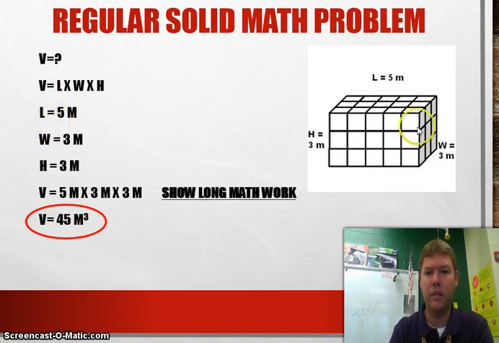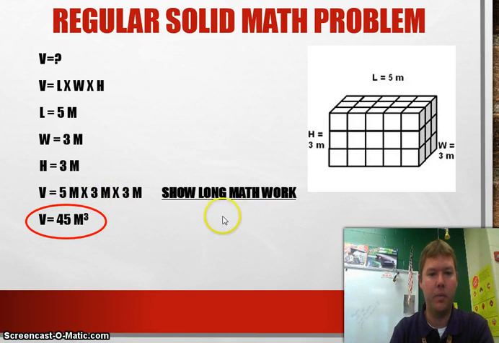The length, if we look over here, will be 5 meters. The width is 3 meters. The height is 3 meters. So you write those out with the correct units. Now plug those three numbers back into this equation down here. V equals 5 times 3 times 3.